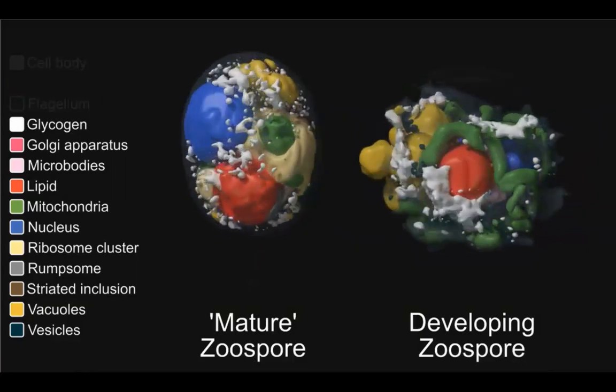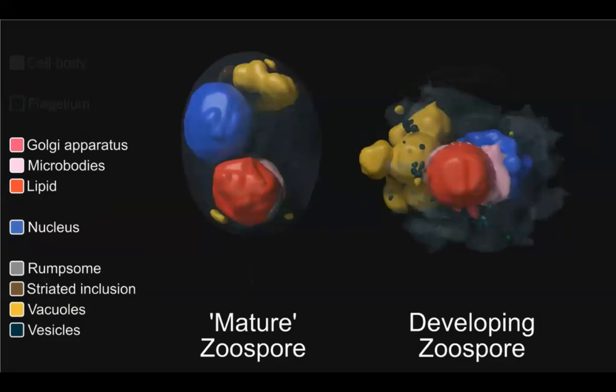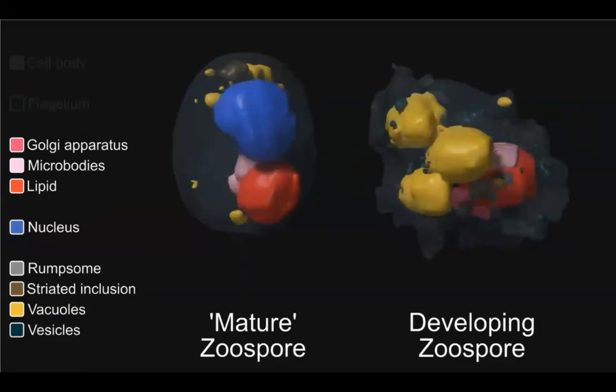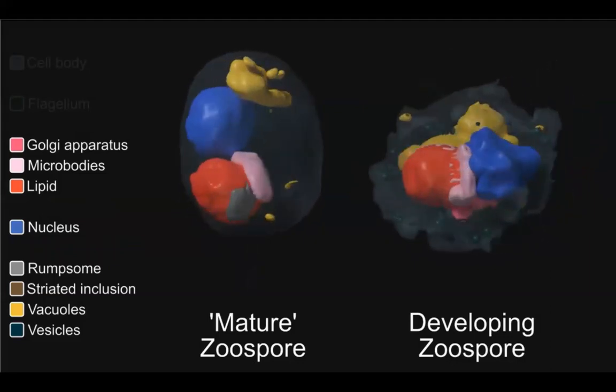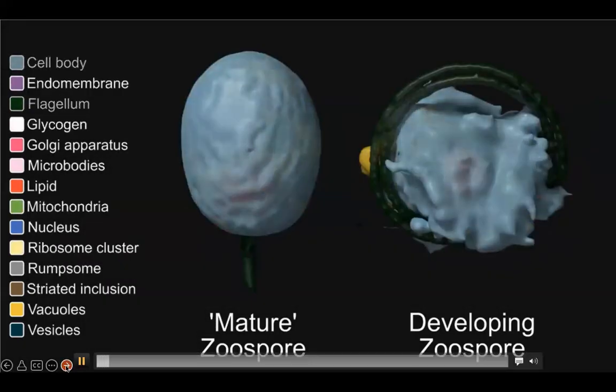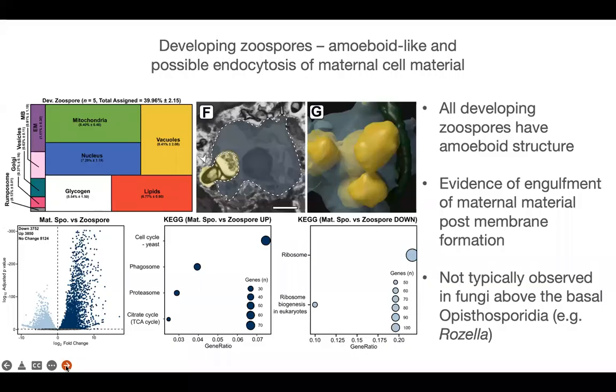Why potentially might that be important? Why should we care that the developing zoospore looks amoeboid versus the non-amoeboid zoospore stage? So what we actually think is when zoospores are developing, they actually consume maternal cytoplasm through engulfment. So they're actually engulfing that maternal cytoplasm. They take that into the developing cell, and then they use that to make the zoospore and develop and grow.